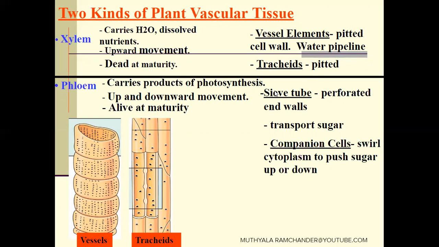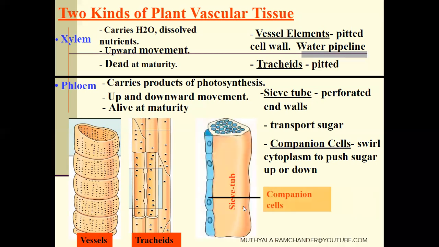Phloem contains sieve tubes. The sieve tubes have perforated end walls. They mainly help in the transport of sugars, like the end products of photosynthesis. Companion cells are also present in the phloem. They mainly help the cytoplasm push sugar in the upward or downward direction. These are the companion cells, present outside of the sieve tubes.